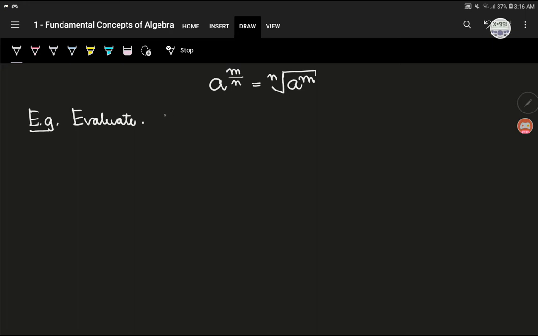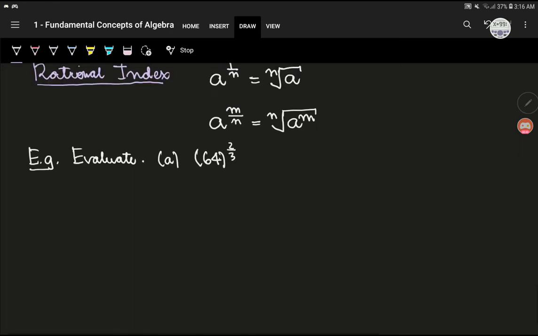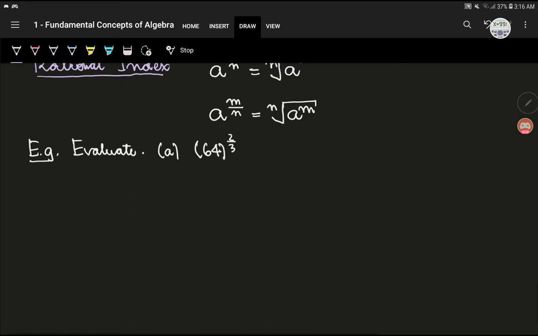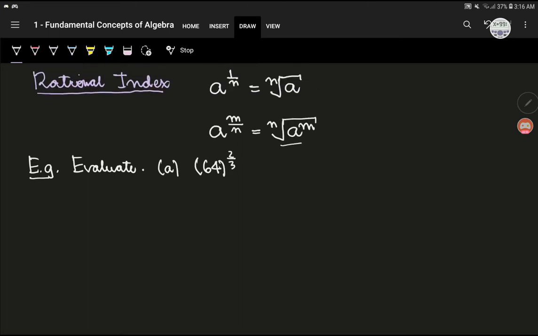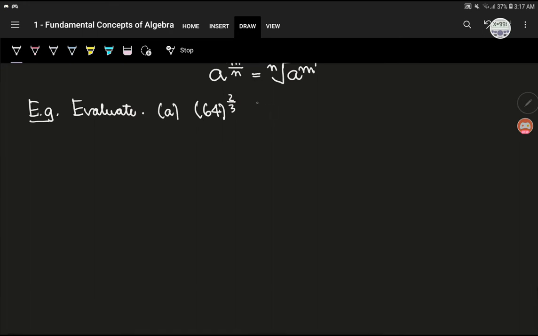So we have the first example, 64 to the power of 2 over 3. The first example is related to rational indices. What we can do is convert it into this form, because we have 2 over 3, not 1 over 3.